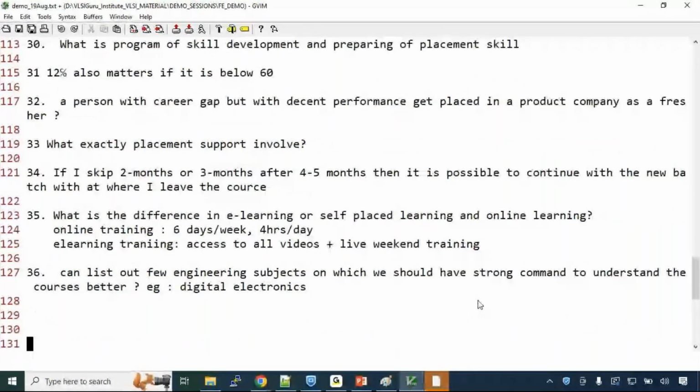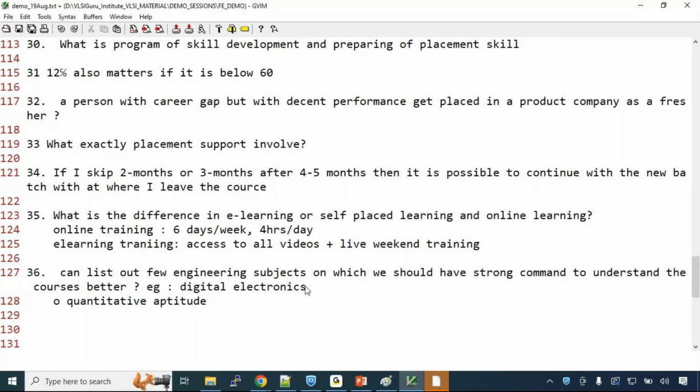Can you list a few engineering subjects on which we should have a strong command to understand the course better? Okay, only one subject: digital electronics. Other than that, I would sincerely suggest you do non-engineering quantitative aptitude, every day 20 questions. That's all. It will do wonders for you. Every day 20 questions. Whether you understand or don't understand, try to do it. After 6 months, you will realize a difference in your overall IQ level itself.